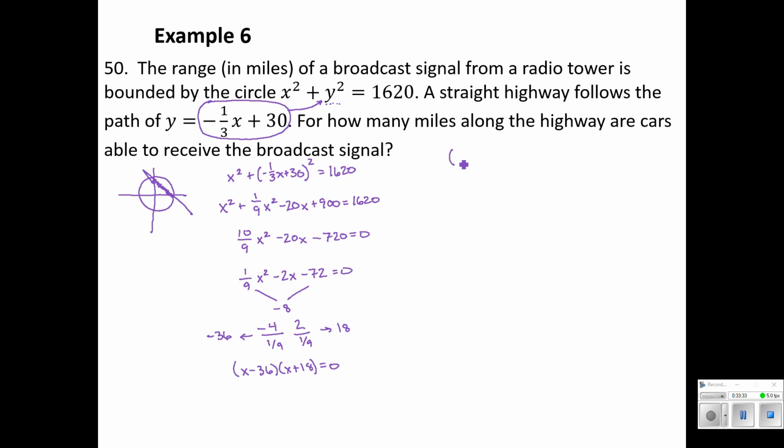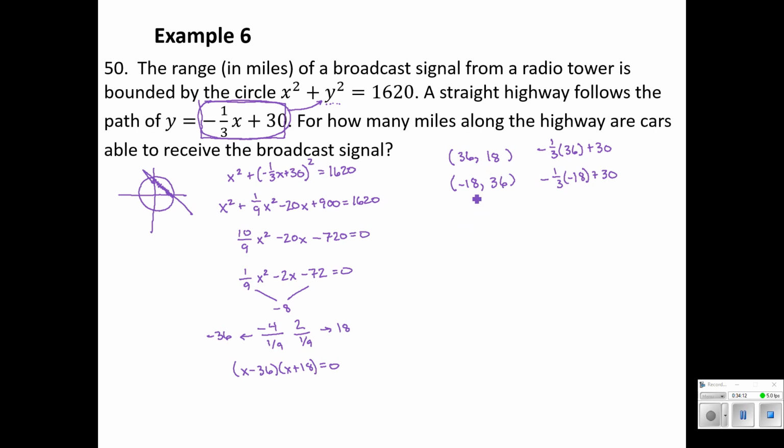All right, so what's that telling me? One point of intersection is 36 something. The other one is negative 18 something. And we have this lovely negative 1/3 x plus 30 that we can use to find the y values that go with it. So for the 36, the y is going to equal negative 1/3 times 36 plus 30. Well, that's negative 12 plus 30, that's 18. And for the other one, I've got negative 1/3 times negative 18 plus 30. That's a positive 6 plus 30, 36.